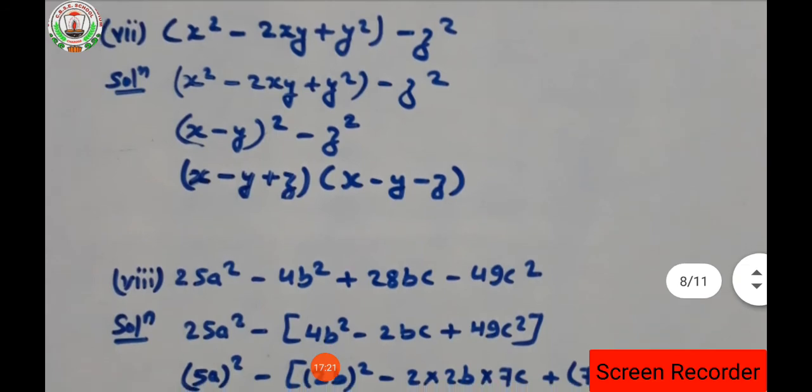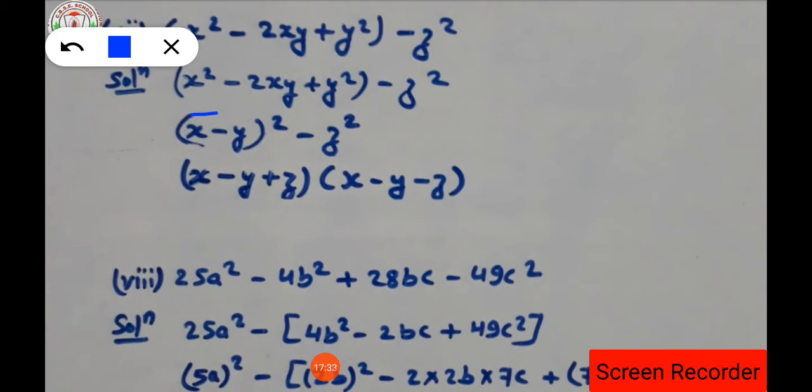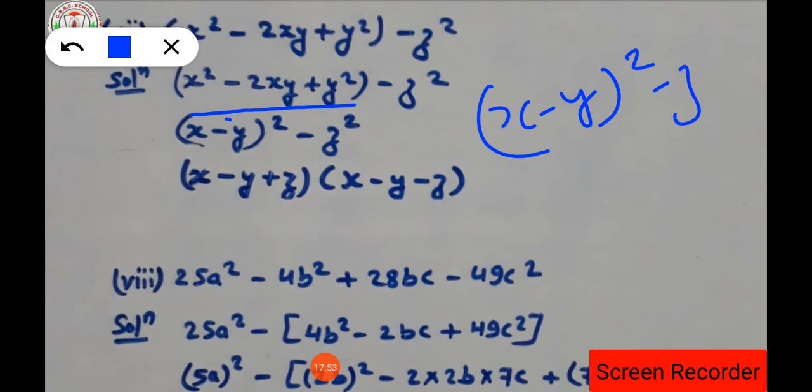Next part of the question, 7th: (x square minus 2xy plus y square), close the bracket, minus z square is there, isn't it? Now look, it is already present in the form of identity, a square minus 2ab plus b square. Whatever the term inside the bracket, it is already in the expanded form of an identity. Which identity? That is (a minus b) the whole square. So it is in expanded form, so we can write it directly as (x minus y) the whole square minus z square.